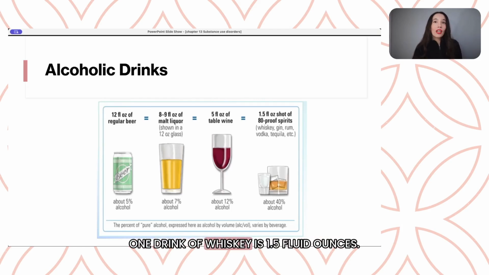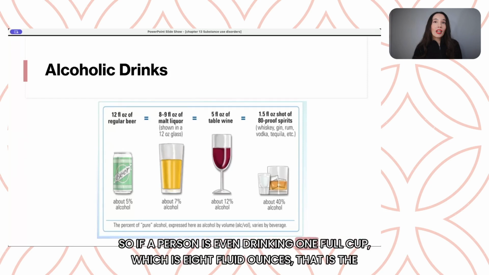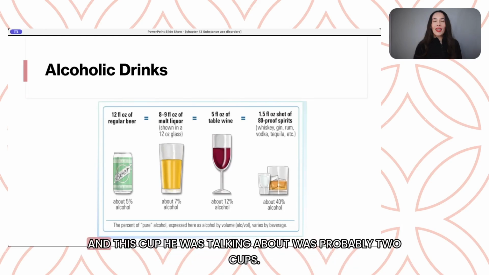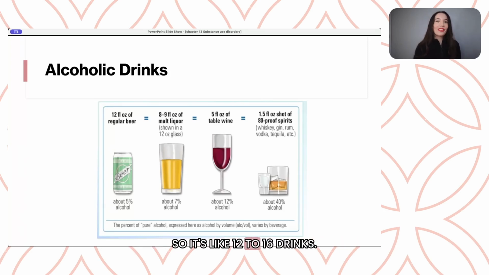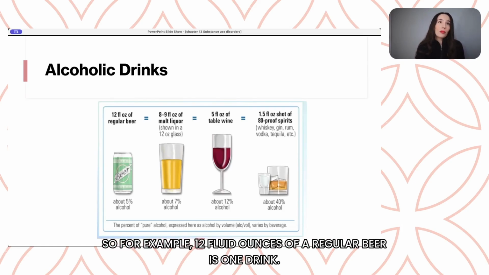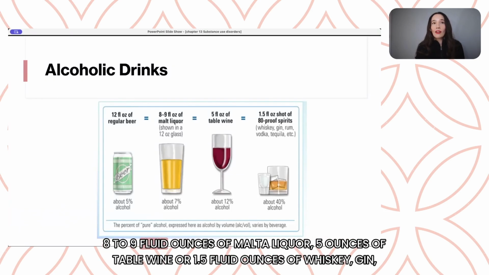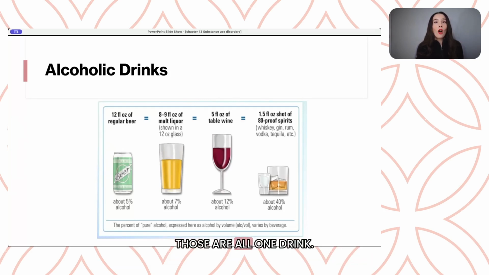One drink of whiskey is 1.5 fluid ounces. So if a person is even drinking one full cup, which is 8 fluid ounces, that is the equivalent of 6 drinks. And this cup he was talking about was probably 2 cups. So it's like 12 to 16 drinks. You know what I mean? So you have to know what type. For example, 12 fluid ounces of a regular beer is 1 drink, 8 to 9 fluid ounces of malt liquor, 5 ounces of table wine, or 1.5 fluid ounces of whiskey, gin, rum, vodka, and tequila. Those are all 1 drink.